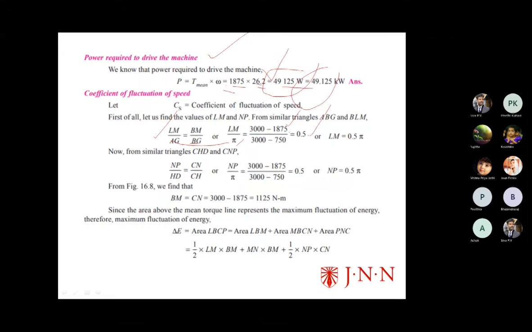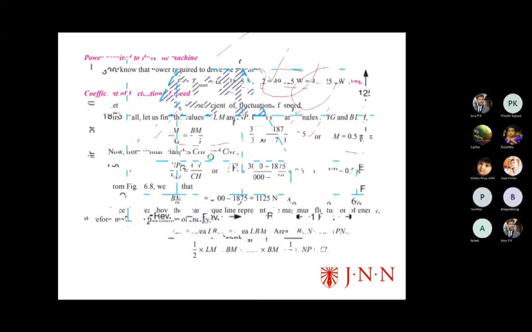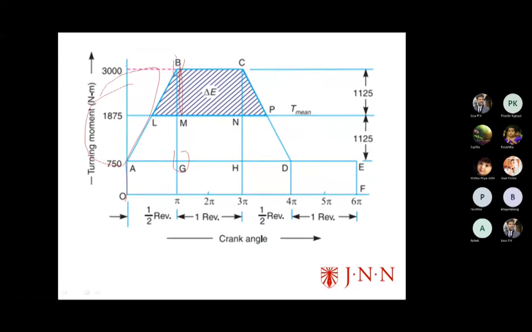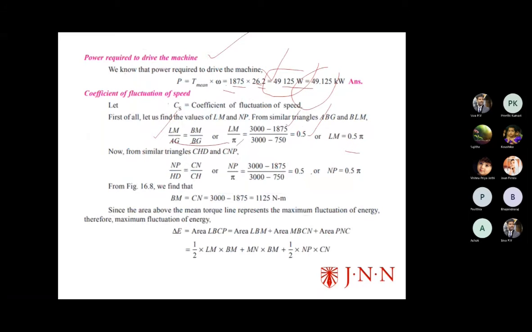So now LM equal to 0.5 meter is 0.5 pi. Now similarly, using similar triangles CHT and CNP, the same procedure we will follow and find NP equal to 0.5 pi.